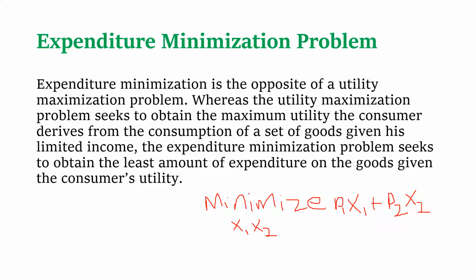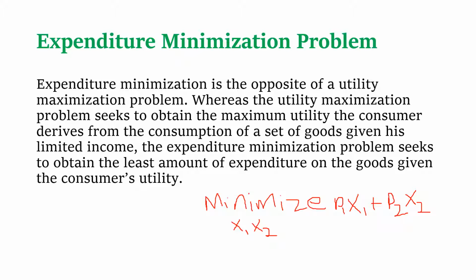Okay? That is as simple as that. That is your objective function for the expenditure minimization problem. Now, what is the objective function for a utility maximization problem? That again is very, very simple. Assuming that the consumer consumes two goods, and you know the utility function as what? Let's say x1 raised to the power alpha, and then x2 raised to the power beta.